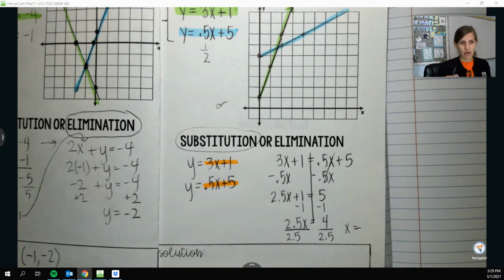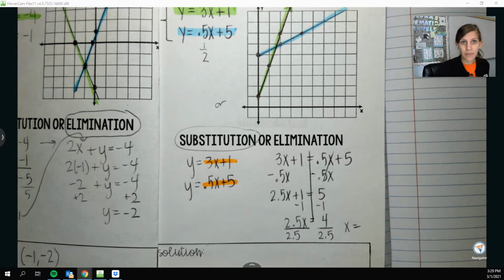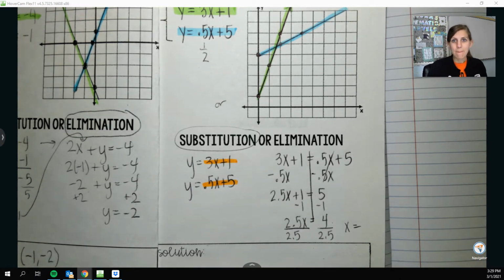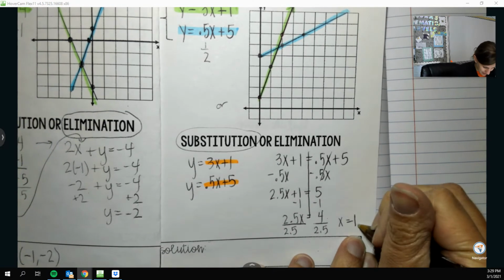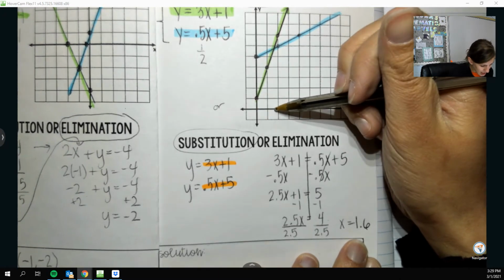8? No. 2? No. What is this? Where's my phone? Siri. Oh my gosh, this is embarrassing. I don't know what 4 divided by 2.5 is. 1.6. Oh my gosh, that makes so much sense too, because if I look here, it's like over 1 and a little extra.